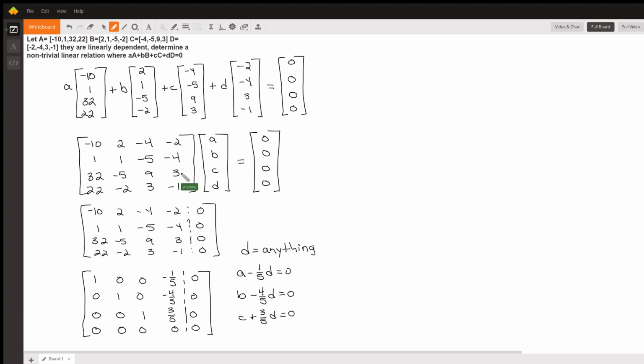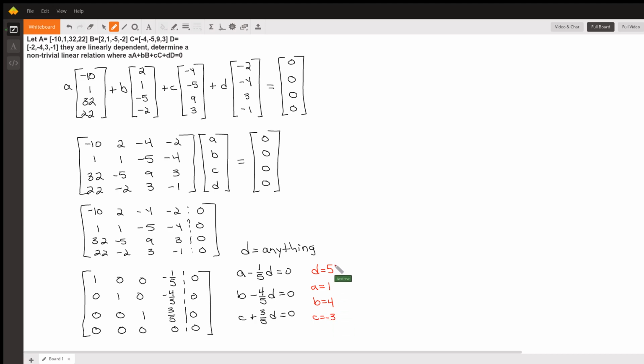And so in this case, the easiest thing you can choose is basically choose that D is equal to 5. And if D is 5, then you can see that that means A would be equal to 1, B would be equal to 4, and C would be equal to -3 is one possible solution.